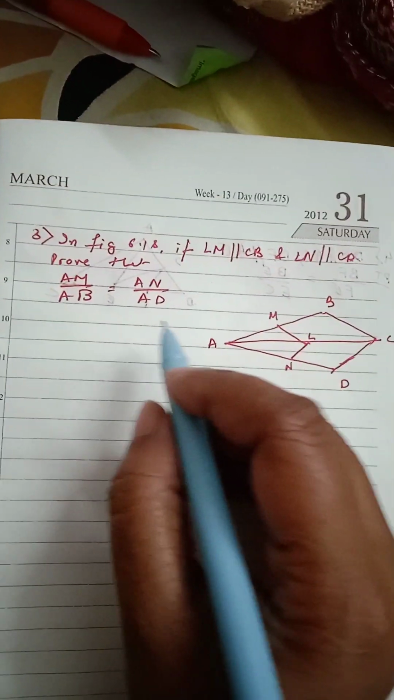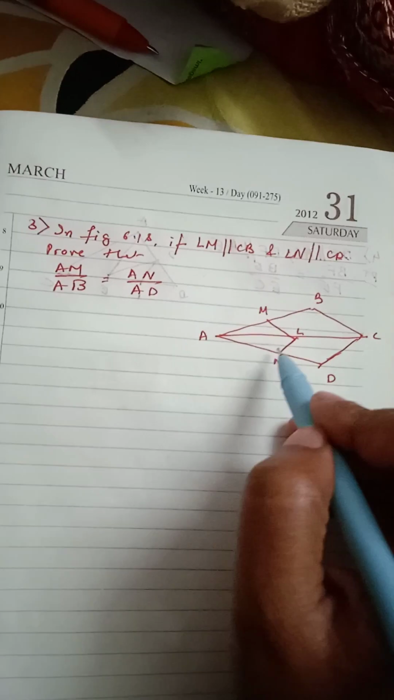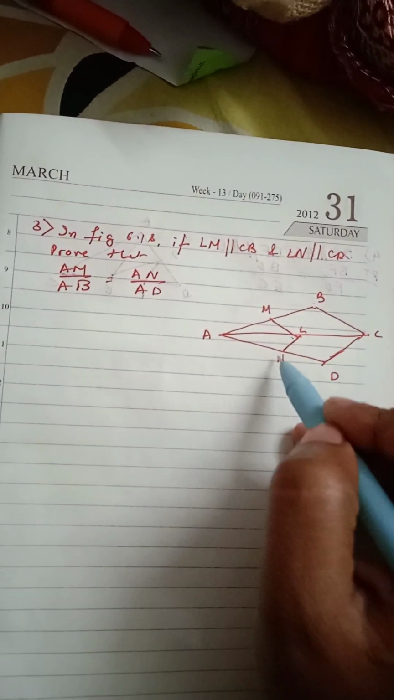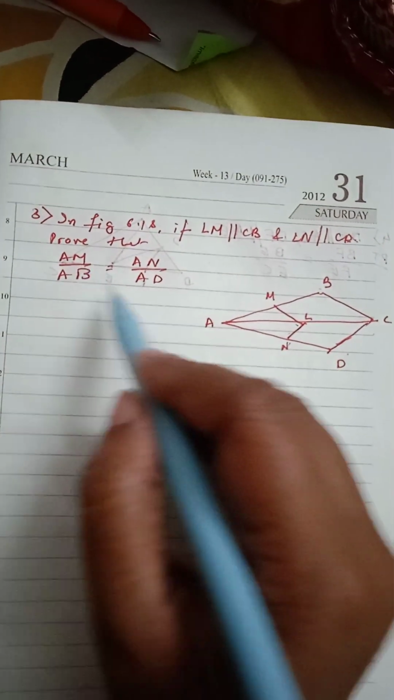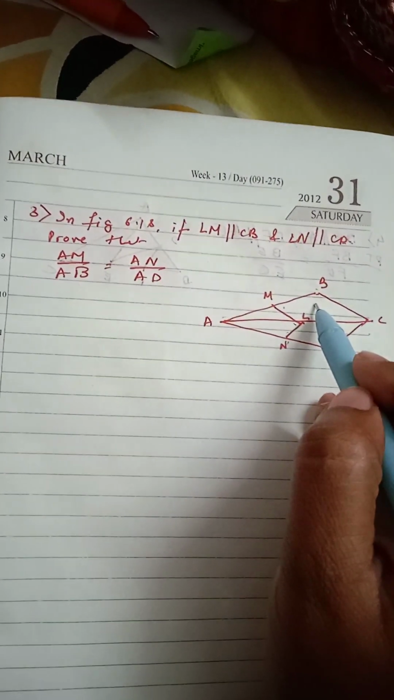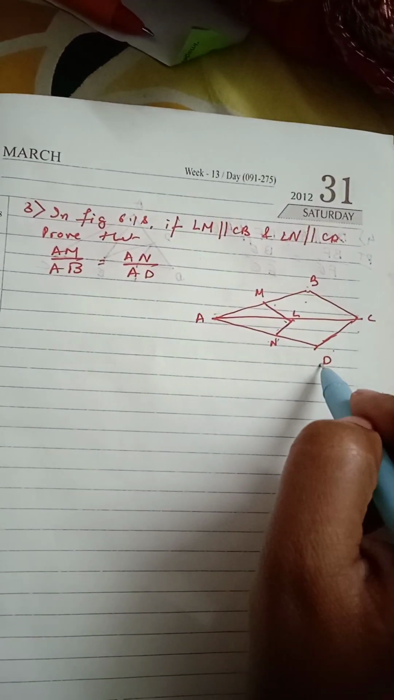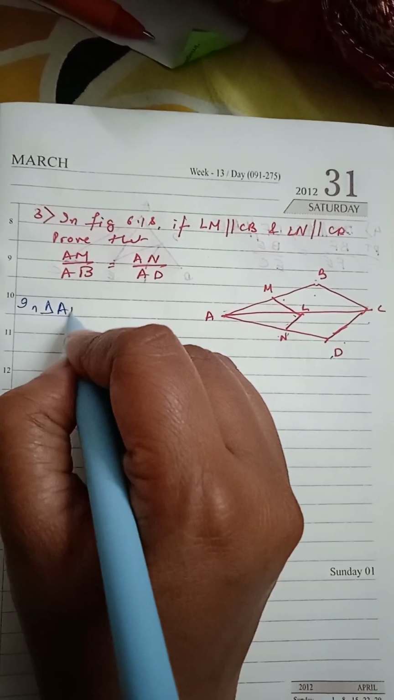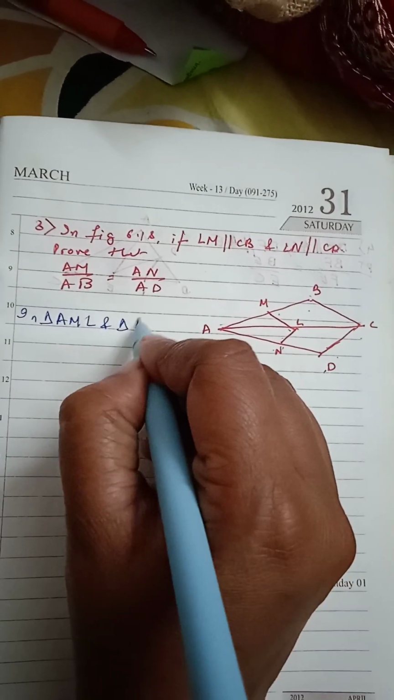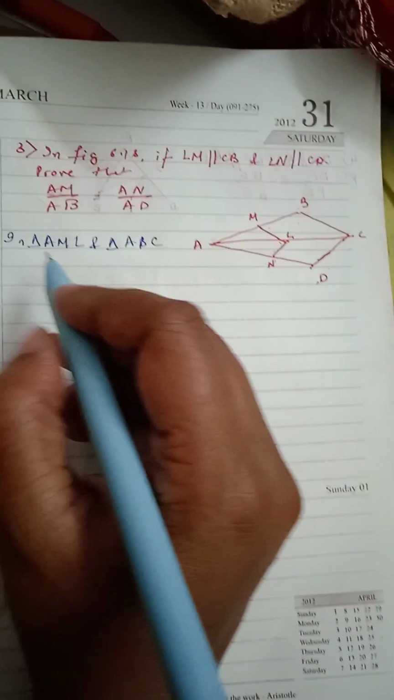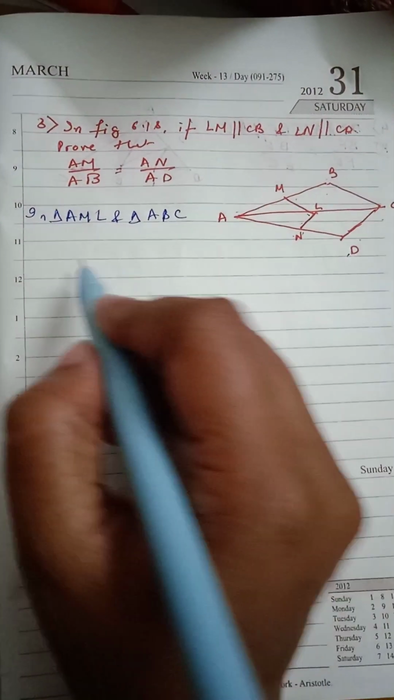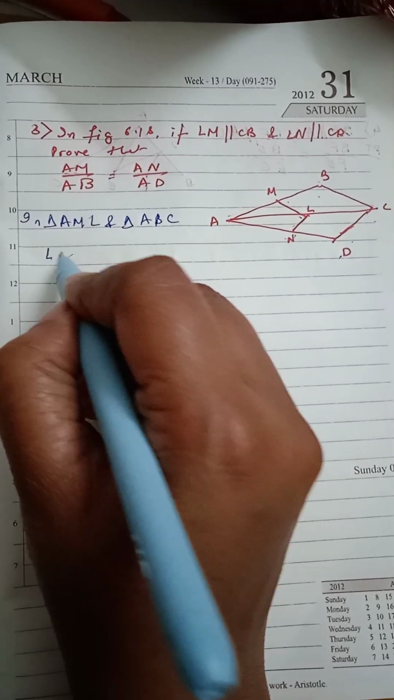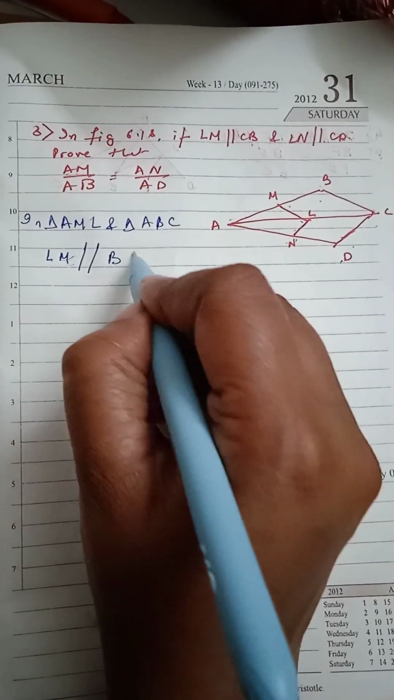Now coming to the third question that I have, I've just written the questions for ease. In this figure, if LM is parallel to CB and LN is parallel to CD, I need to prove AM by AB is equal to AN by AD. Now in triangle AML and triangle ABC, what am I getting? If they are parallel, then what happens? It is given LM is parallel to BC.